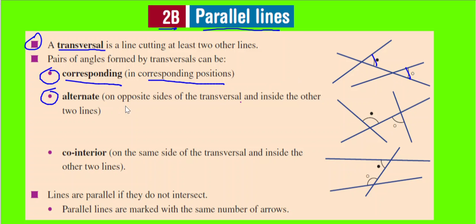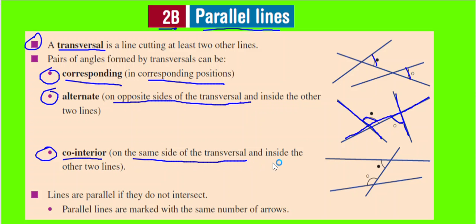We also have alternate angles, which are on opposite sides of the transversal line, and inside the two lines that the transversal is on. So here's our transversal, here's our other two lines that it cuts, and our alternate angles are on either side of that transversal but within the two other lines. Then we've also got co-interior angles, which are on the same side of the transversal this time, and on the inside of the other two lines as well. So similar to the alternate, except they're on the same side of the transversal line.